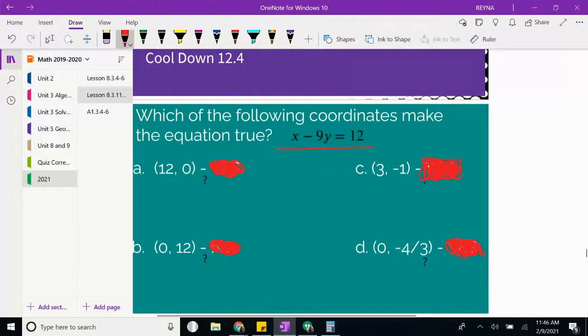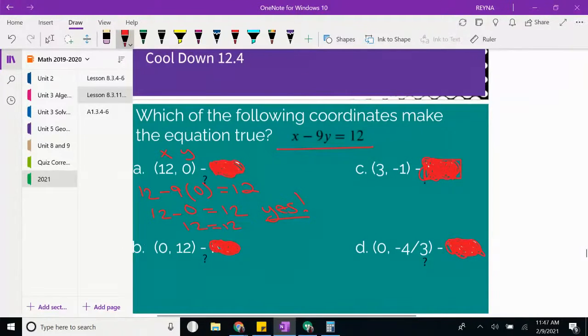So let's try it. It says, which of the following coordinates make this equation true? So let's do one together. Point A is 12 comma 0. So we're going to take our X and our Y and substitute them in. So my X is 12, minus 9 times my Y is 0, equals 12. Now we have to see if this is true or false. So 9 times 0 is 0. And then 12 minus 0 is 12. So this is a true statement, so we say yay! This one is a solution.